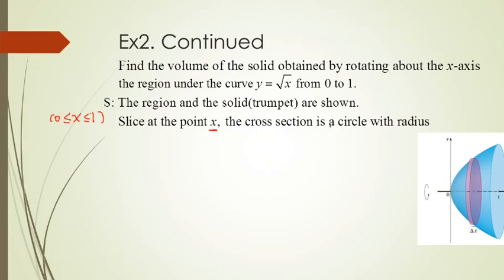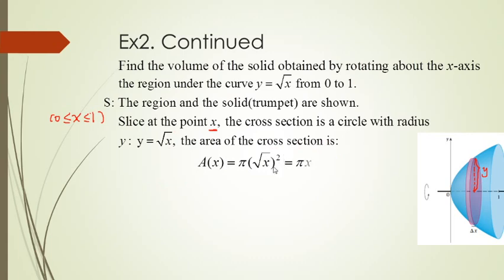So the cross section is a circle with a radius. You need to check the radius carefully. The radius is y. What is y? y equals root x, as we did before. This is y, the radius. y equals root x according to the function. So the area of the cross section A(x) will be pi y squared, which is pi x.